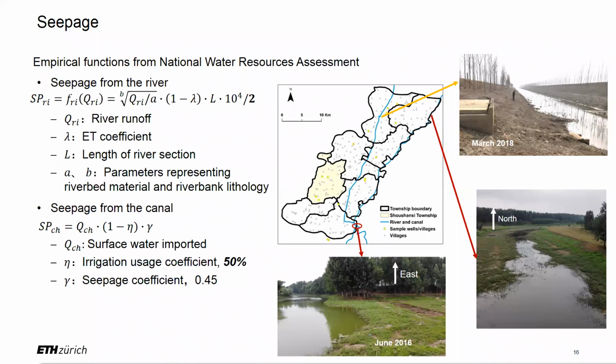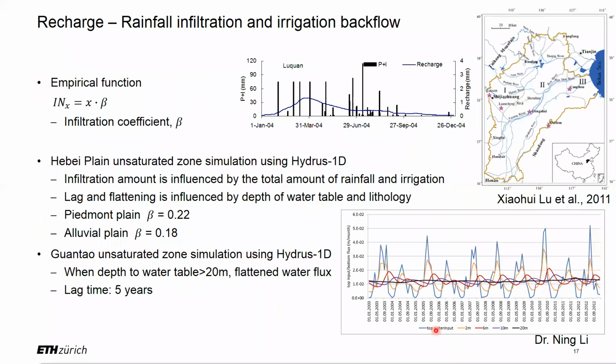Now we get the seepage from the surface water bodies. Let's look at the recharge from rainfall infiltration and irrigation backflow. Because the infiltration from rainfall and irrigation backflow is very similar in mechanism, we look at them together.